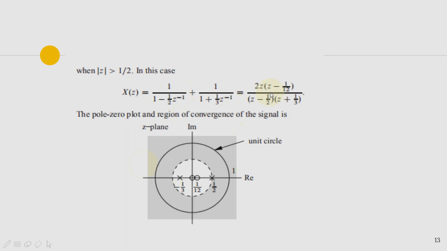By simplifying this equation, you will get 2z into z minus 1 by 12 divided by z minus 1 by 2 into z plus 1 by 3, and the pole-zero plot will become: this is the 1 by 2 pole and this is the minus 1 by 3 pole, and these are the two zeros here. So the ROC is greater than 1 by 2 as well as greater than 1 by 3. The region of convergence includes the unit circle, so the FT will exist.